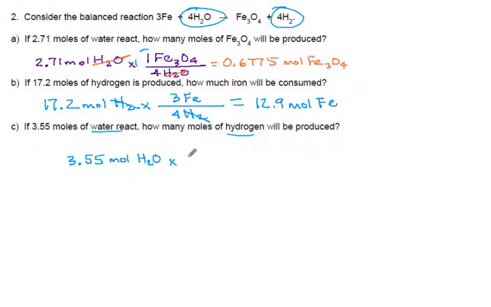If you want to do the number crunch, then it'll look like this. We want H2O to cancel, so it goes on the bottom, 4H2O. Our number for the hydrogen was 4H2. The H2Os cancel. And for math here, you end up doing 3.55 times 4 divided by 4. And unsurprisingly, that yields us 3.55 moles of hydrogen. Fair enough? Let's press on a little more.